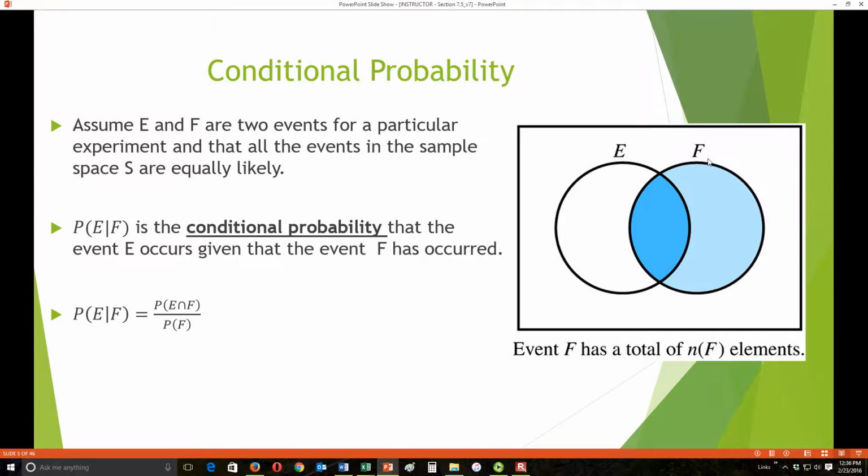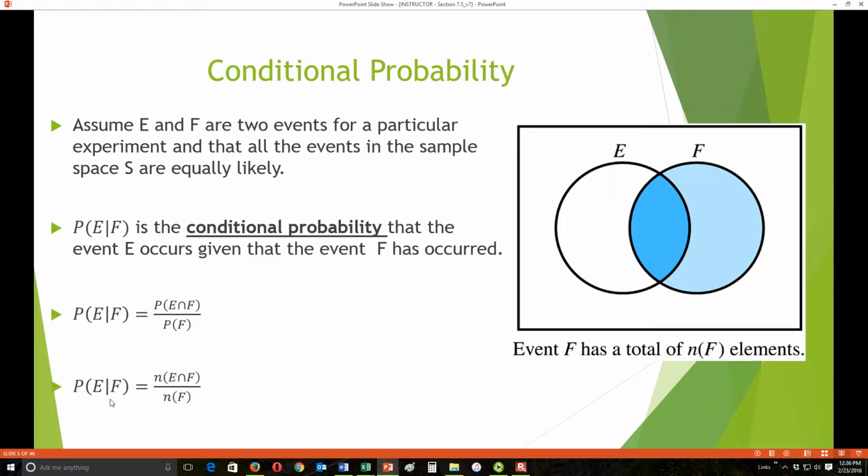So instead of looking at the entire sample space, we restrict our view of events to just F, the probability of F occurring, and we divide it. That's our denominator. Our numerator is their intersection where they both occur. So given that I know F has already occurred, what's the probability that E will occur as well?